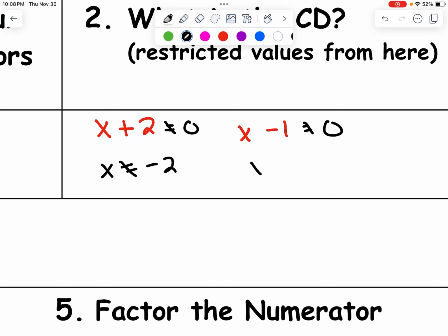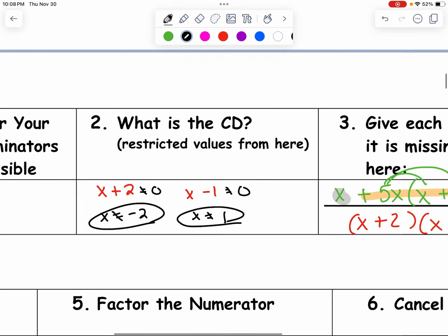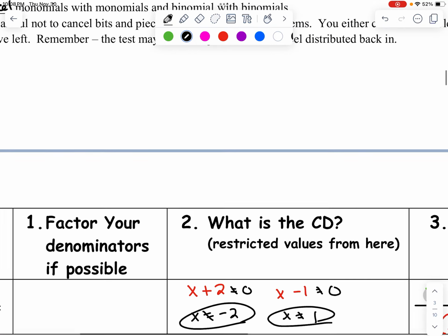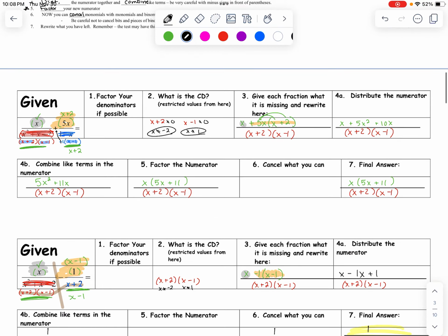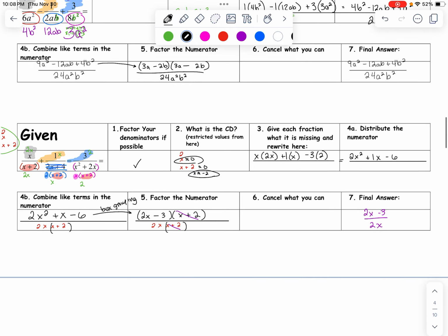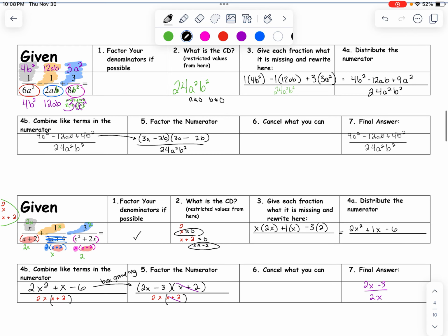Are you following what I'm doing? So these are called points of discontinuity, kiddos. They might be holes. They might be vertical asymptotes. So I just wanted to go through that. That's where you get your restricted values from. Yes, holes and asymptotes. That's true, honey.